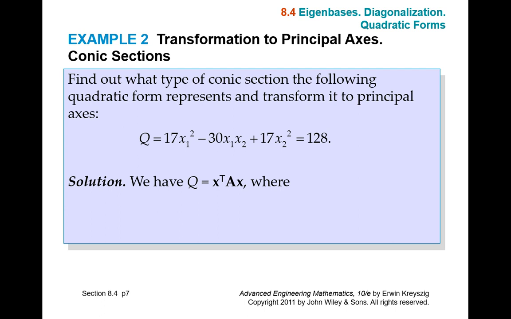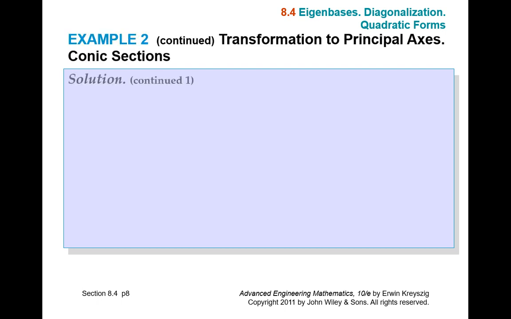From here, because 17 is the x1 square coefficient, and we have a 30, we have to divide it by 2. So we can rewrite A as, look here, for x1 we wrote 17, for x2 we wrote the other diagonal as 17. Now 30 is divided by 2, it becomes minus 15, so that becomes the A matrix. Similarly we have the coordinate vector x1, x2. Now the next step is to calculate the eigenvalues.